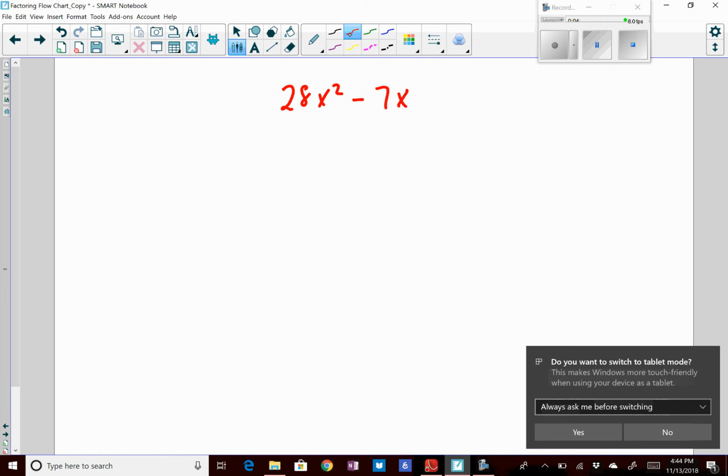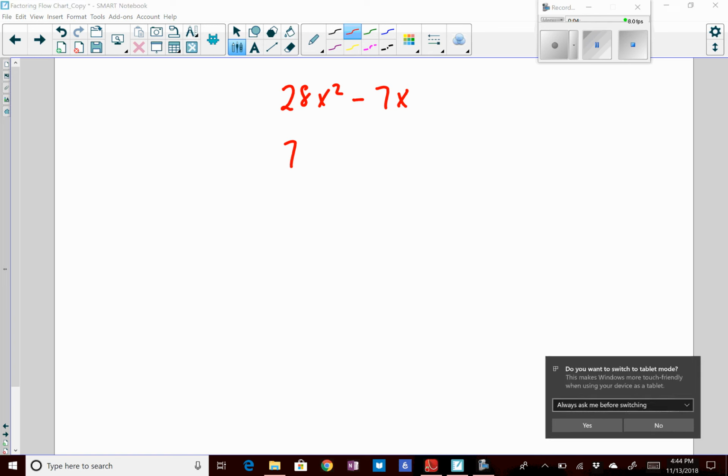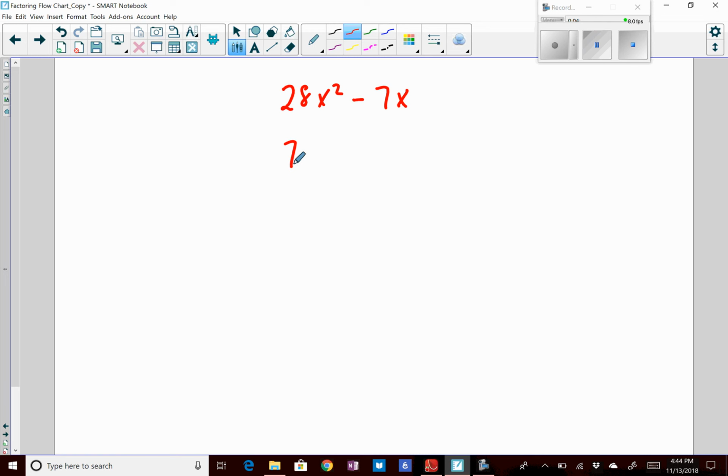If we look at the variables, we have an x in each term. So we have a common factor as far as the variables go. And when you take out a common factor for the variables, you want to go with the variable with the lowest exponent. So we're going to take out x as a common factor since x to the first is a lower exponent than x squared.